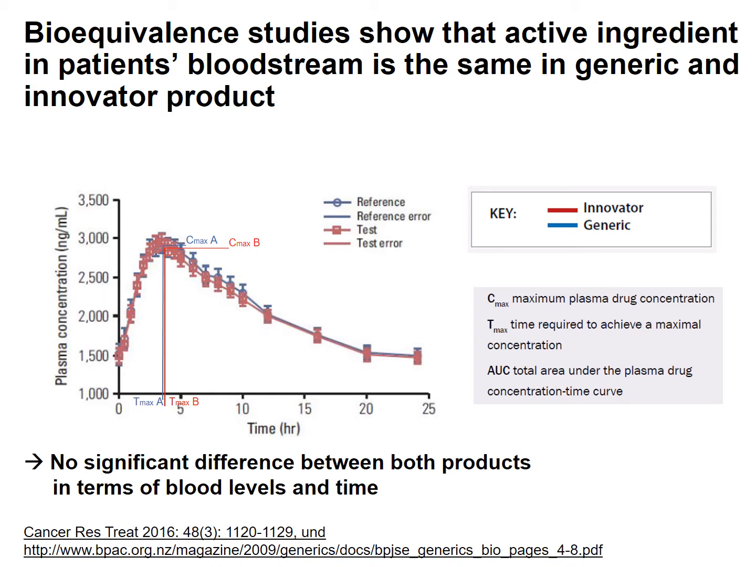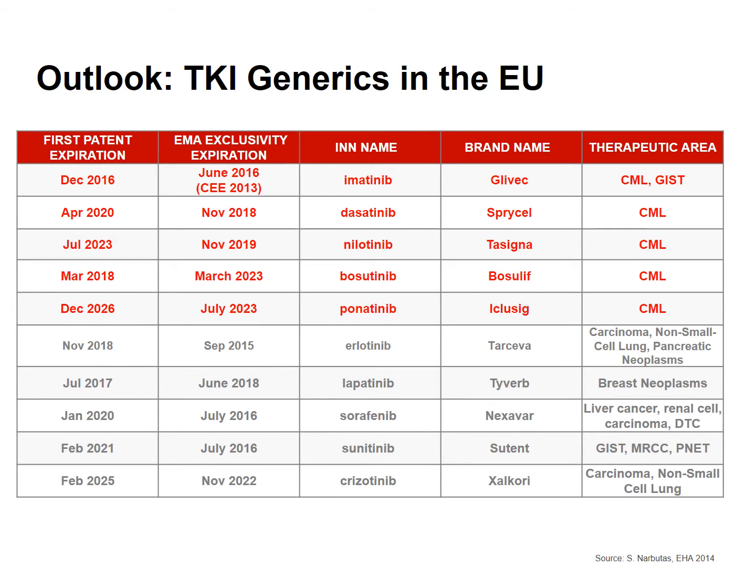And this was actually a test on generics. You can see also in all of my slides the references at the bottom, where you can see this was, for example, a test of an imatinib generic in comparison to the original. So why do we talk about generics in CML?